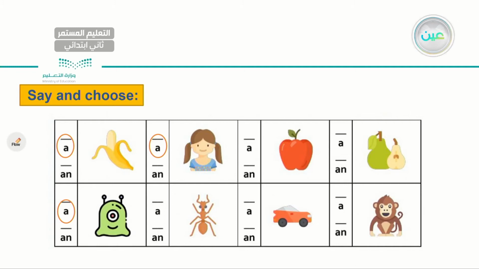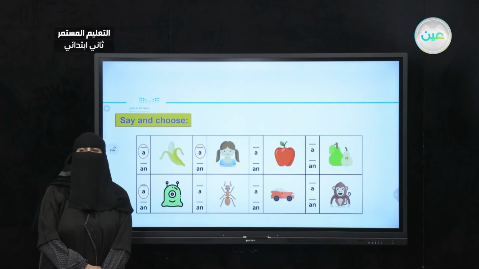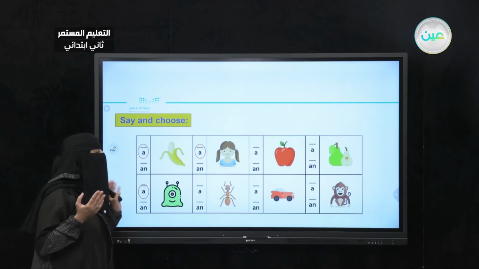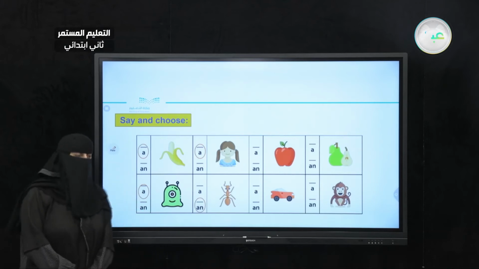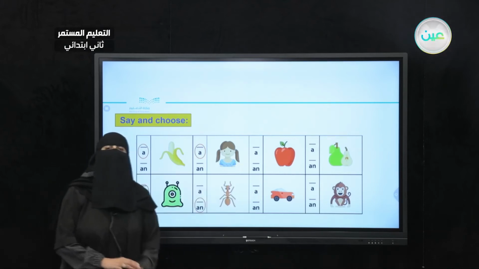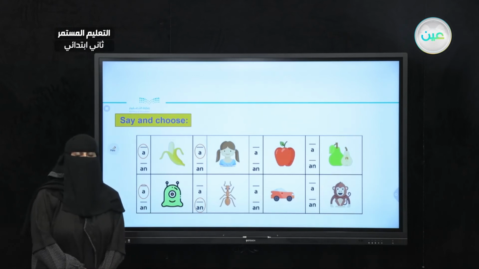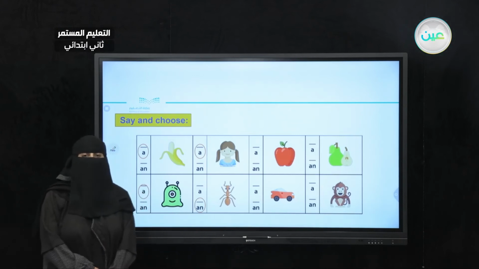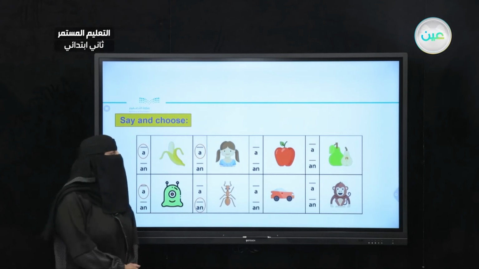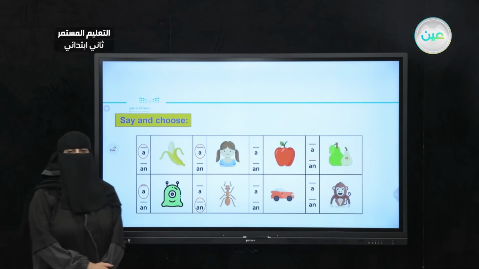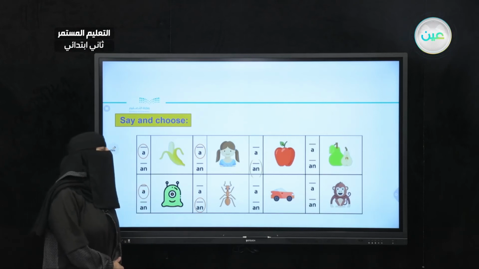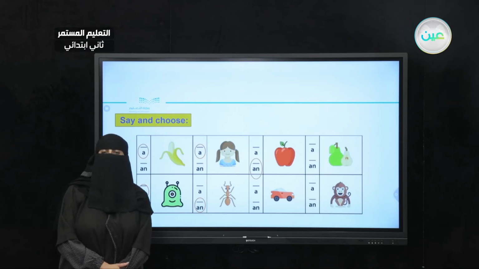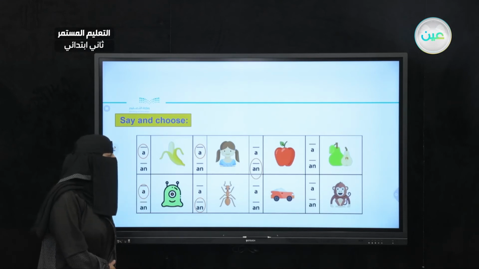Next one, I have ant. I have one ant. So it starts with a vowel, A. So what do I use? An ant. Very good. Next picture, I have apple. It starts with a vowel, A. And I have one apple. So which article do we pick here? Do I use a or an? Actually, we go with an. An apple. Very good.